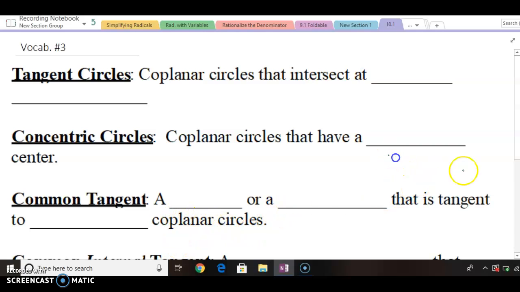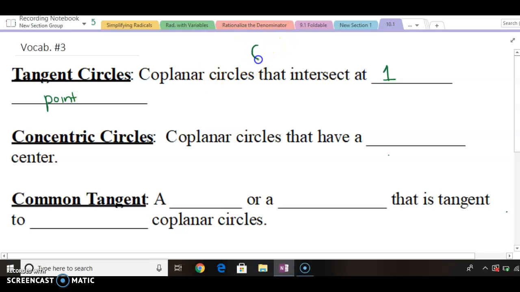So tangent circles would be coplanar circles that intersect at one point. So some of you are wondering how. Now I'm going to try. So here's a circle, and here's a circle. Say they intersect at this one point right here. These would be tangent circles. They don't overlap. They just come together at one point and then go away. Okay, so think of like an infinity sign or an 8.